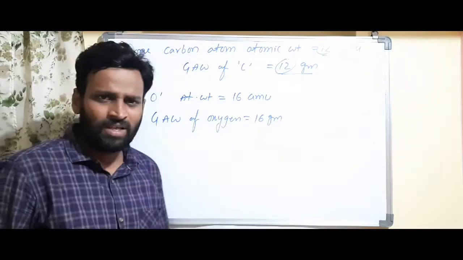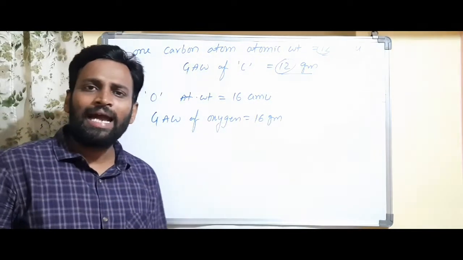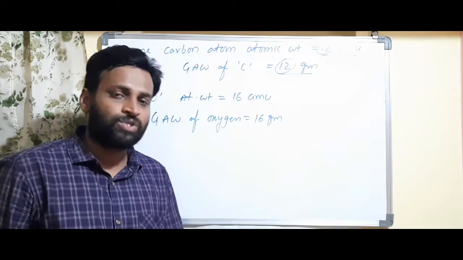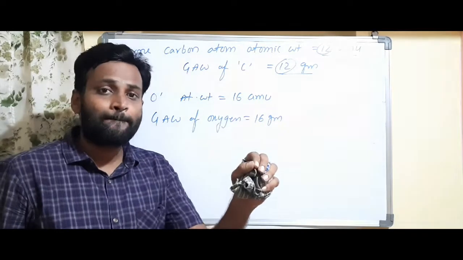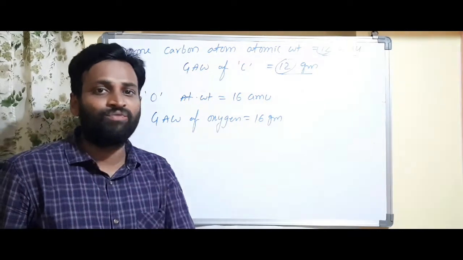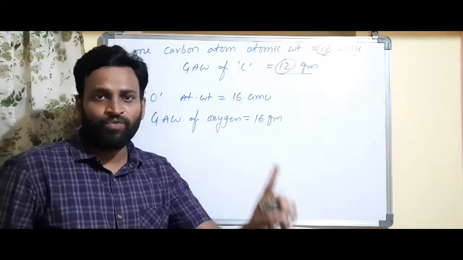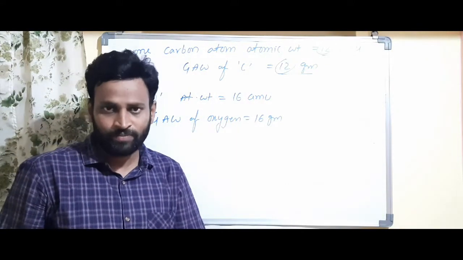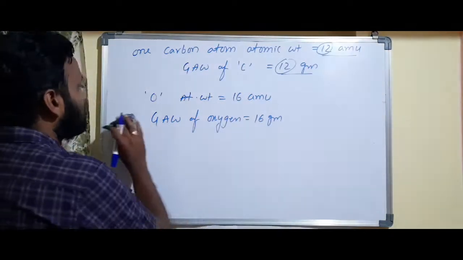Many things are like this, anything. Chlorine atomic weight is 35.5 AMU. Chlorine gram atomic weight, how much? That is 35.5 grams. Only the units are different. The value will be the same for atomic weight as well as gram atomic weight. Hope you understood all these things.